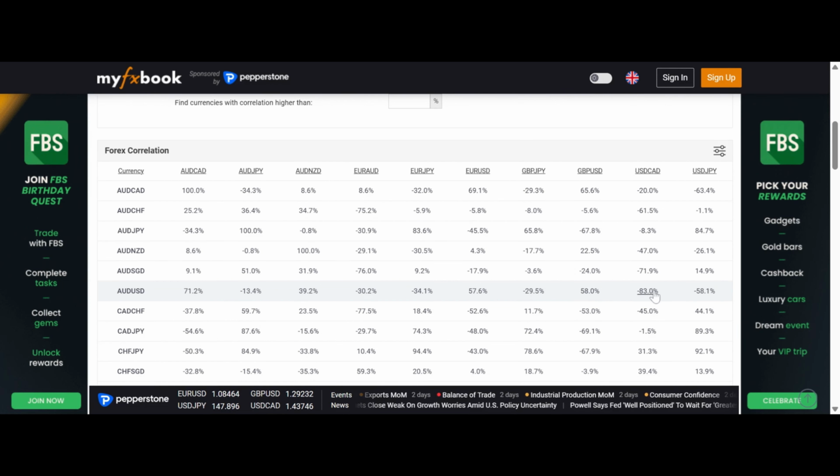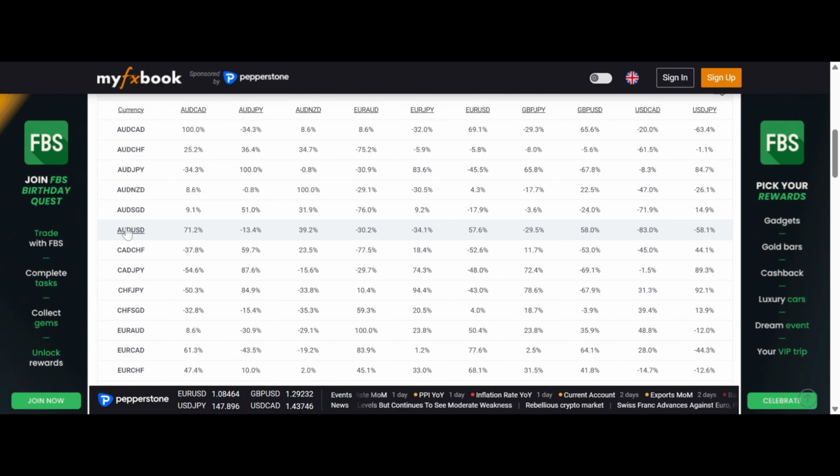For example, here you can see that USD CAD is negatively correlated with AUD USD. So you can see it here, USD CAD and AUD USD. So that means at this point in time, AUD USD and USD CAD are negatively correlated, meaning if AUD USD is going up, USD CAD will be going down. You can come here and click on it.